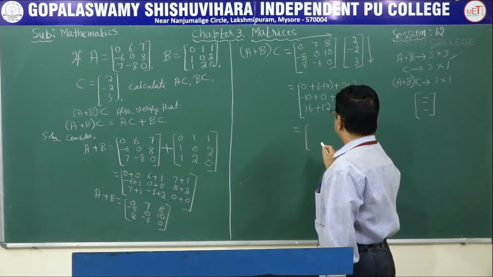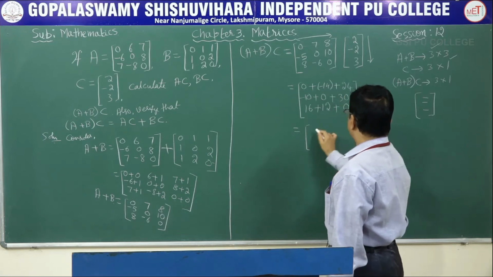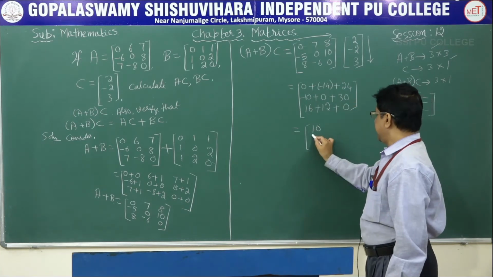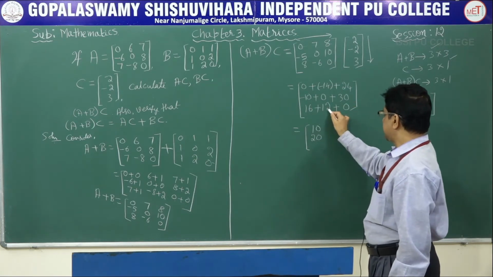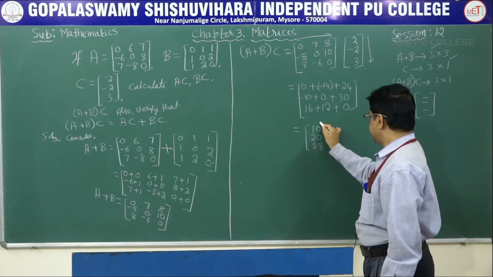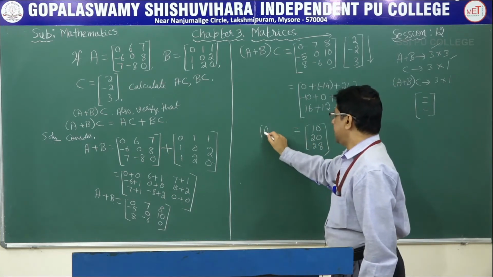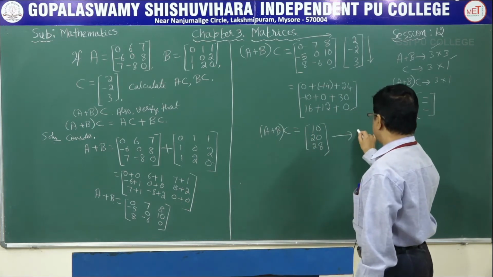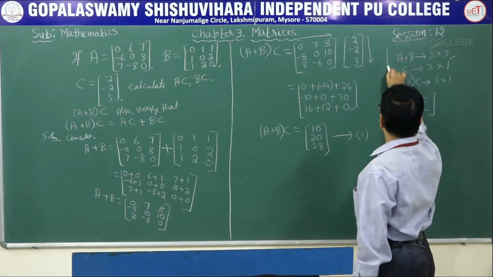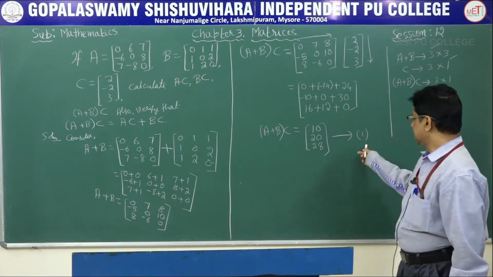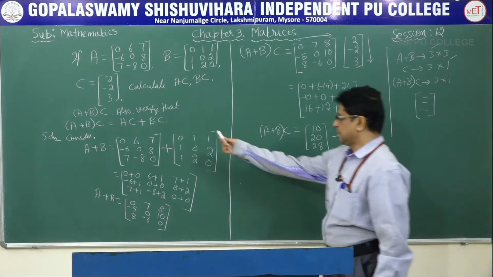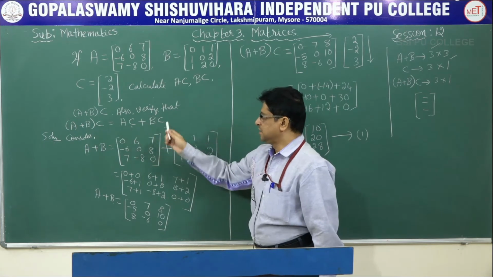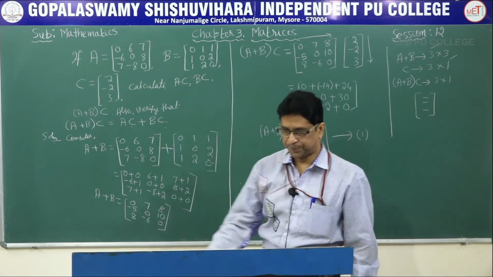So this will be equal to minus 14 plus 24 is 10. Minus 10 plus 30 is 20. 16 plus 12 is 28. So this is (A plus B) into C. We call this as equation 1. So next we shall find AC and next BC. After that we add AC plus BC.